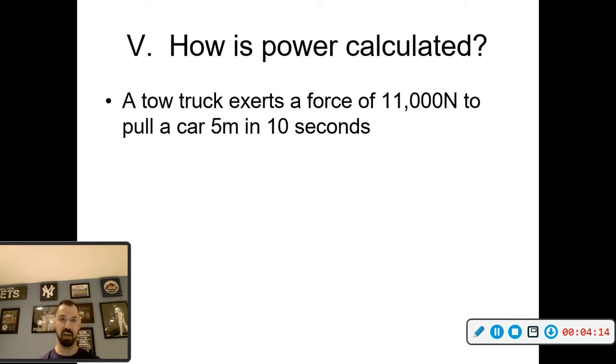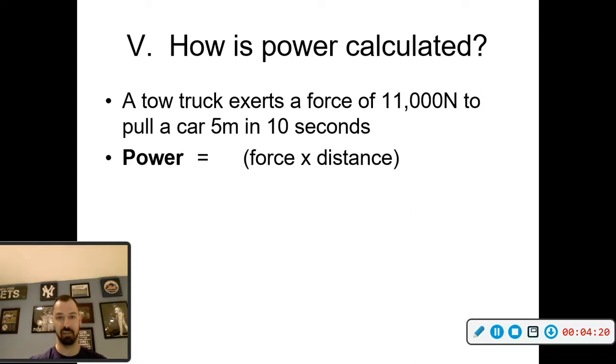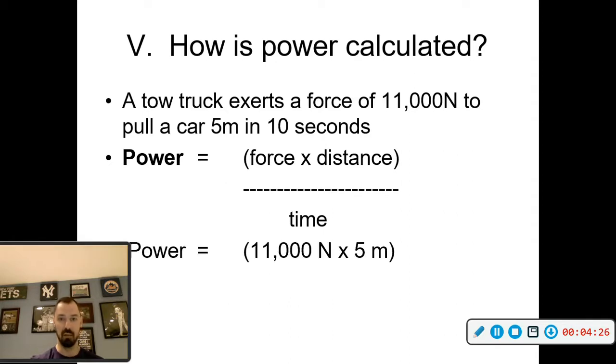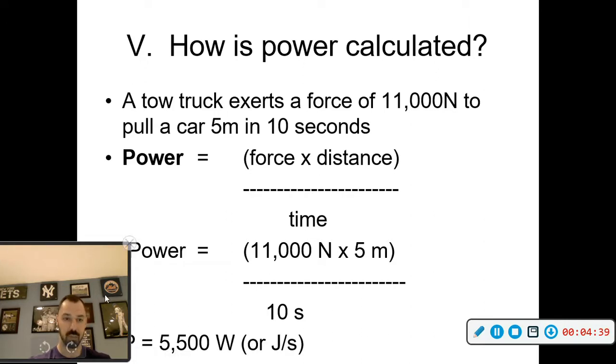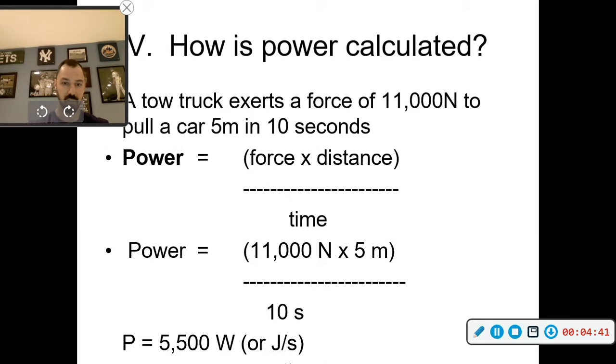Here's an example. A tow truck exerts a force of 11,000 newtons to pull a car 5 meters in 10 seconds. All I have to do is take this form of the formula because I have force, distance, and time. Multiply your force times your distance, and I usually put that in parentheses, divided by 10 seconds. So 11,000 times 5 divided by 10. My final answer will be 5,500 watts, or 5,500 joules per second.